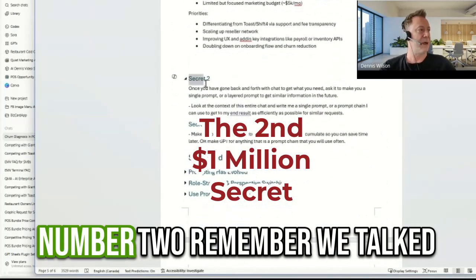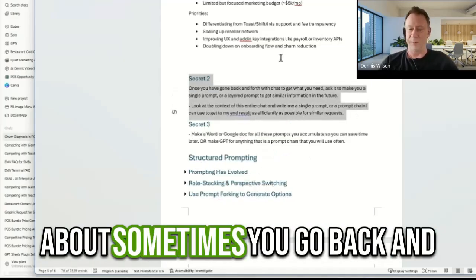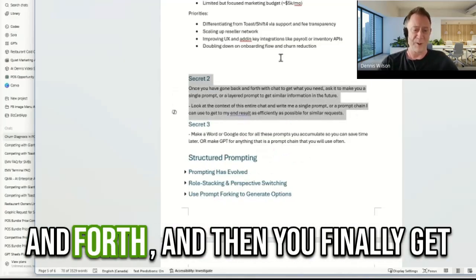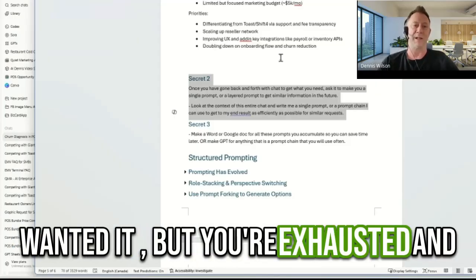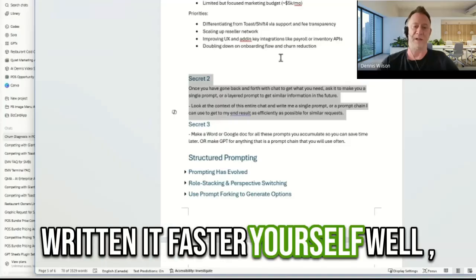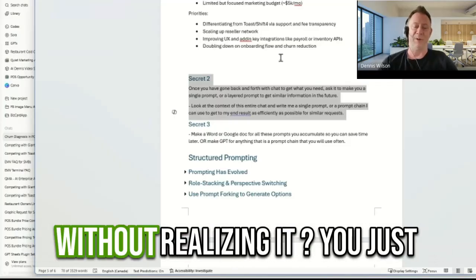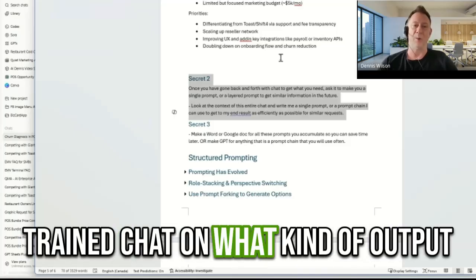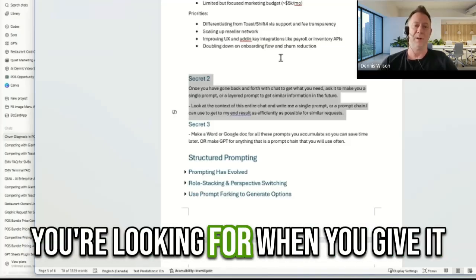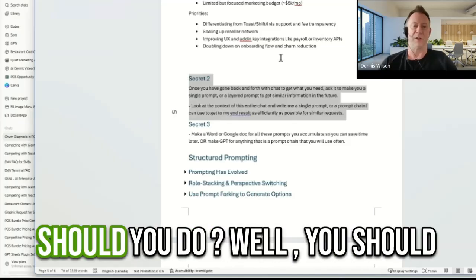So secret number 2, remember we talked about sometimes you go back and forth and back and forth and back and forth, and then you finally get that piece of content the way you wanted it, but you're exhausted and you're wondering if you could have written it faster yourself. Well, guess what you just effectively did without realizing it? You just trained Chat on what kind of output you're looking for when you give it that kind of a question.